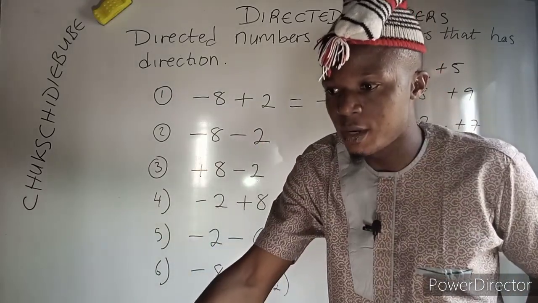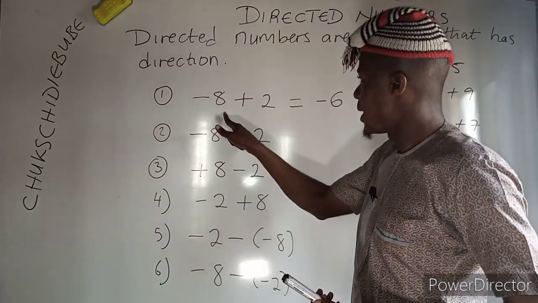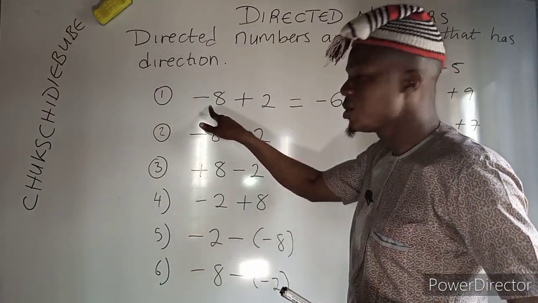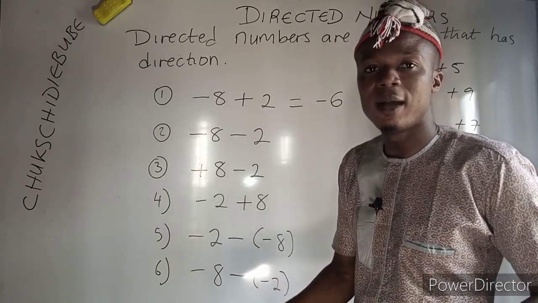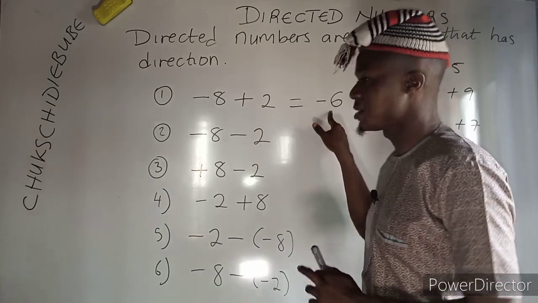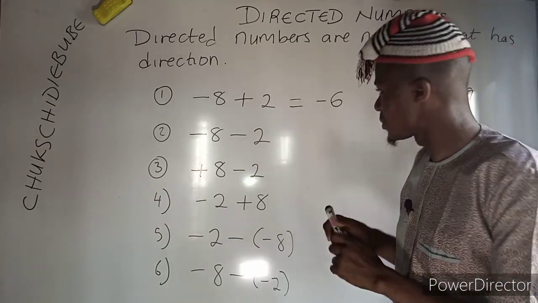So what you owe someone is negative, what you have is positive. Hence, minus 8 plus 2 means that I am owing somebody 8, but I have 2. When that person comes, I will pay the 2 I have, and I will still be owing the person an extra 6. This is just the idea, the trick to tackle questions like this.